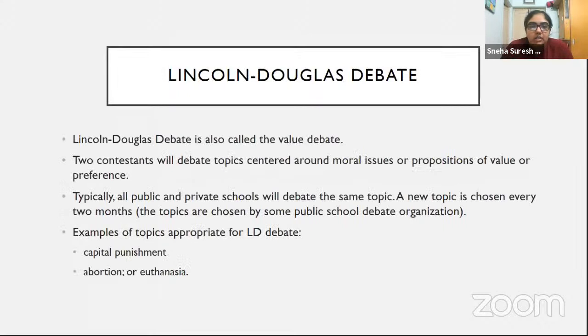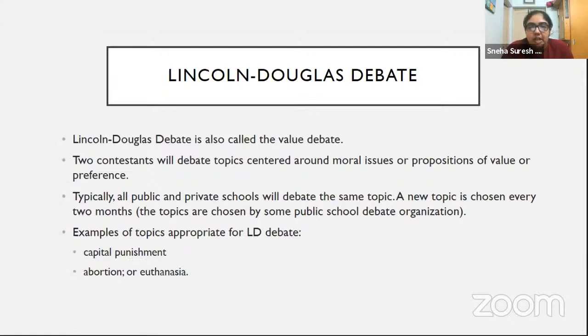Now, your Lincoln Douglas debate is also called the value debate. Your value debate basically means you're discussing moral issues. For example, you discuss issues related to capital punishment. Is it morally right for the state to take a life? Abortion, should the government or should any other person have a right on a woman's body and what they do with the child? Or euthanasia, should the government allow a person to take their own life?